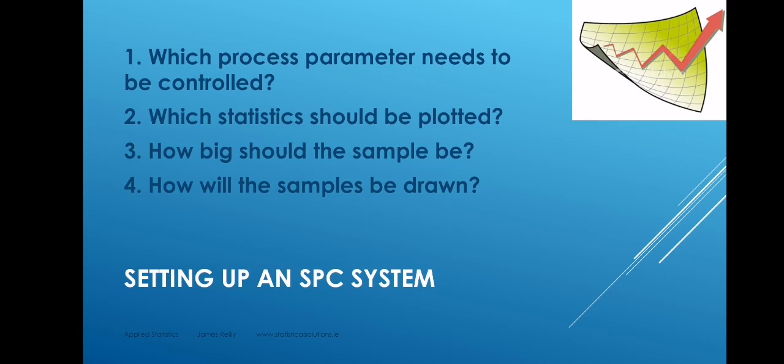Thirdly, how big should the sample be? And the answer to this question is a handful of measurements, about 5 measurements. Drawn frequently is better than drawing a larger sample less frequently. So a handful of data. Number 4, how will the samples be drawn? The samples should be drawn in rational subgroups. This means that the units within a sample should be as alike as possible. They should be taken close together in time and not mixed from different sources. There should only be unexplained variation within a sample.